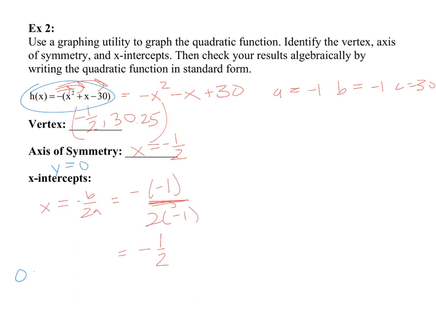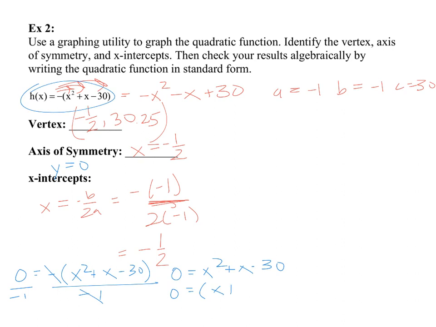So I'm going to have 0 equals negative x squared minus x plus 30, and I'm going to divide by negative 1 here. Then this is going to become a very easy quadratic to factor, and this goes back to chapter 0. Setting the factors equal to 0, x is equal to negative 6 and x is equal to 5. So for my intercepts, I have negative 6, 0 and 5, 0.